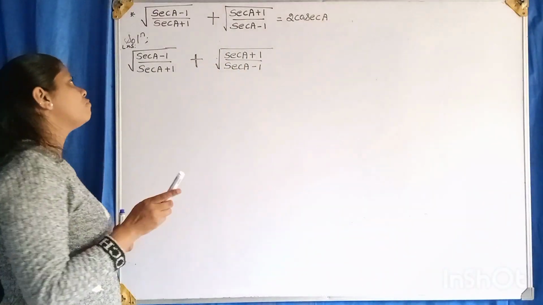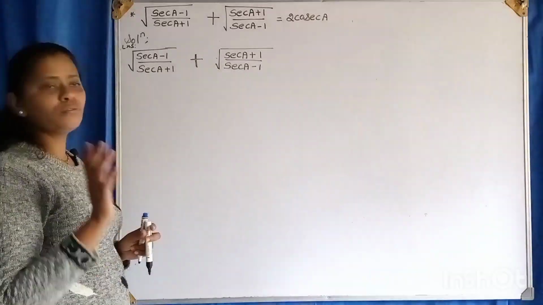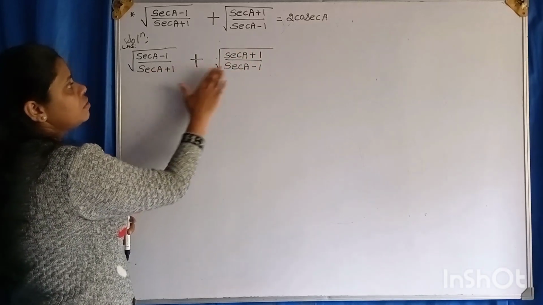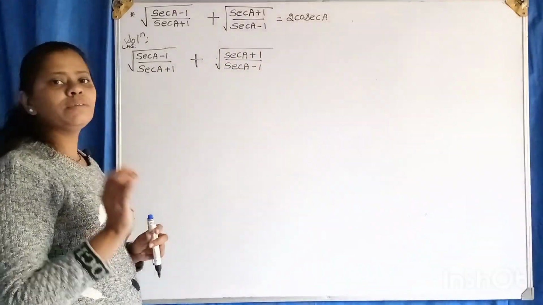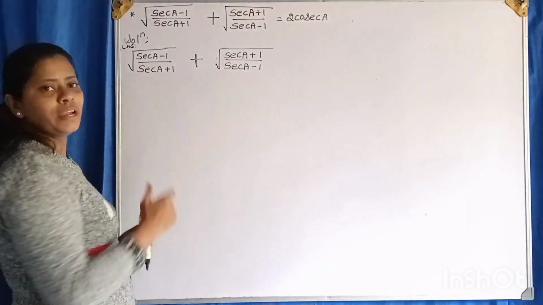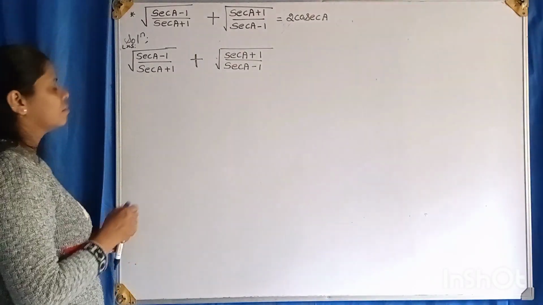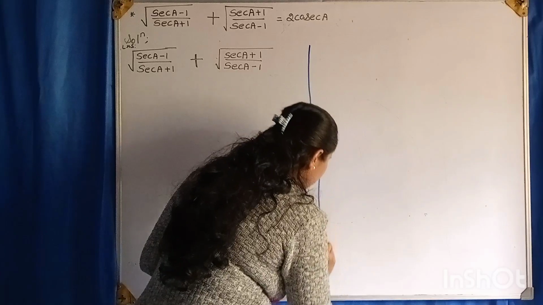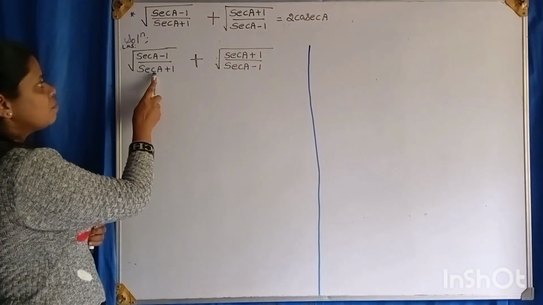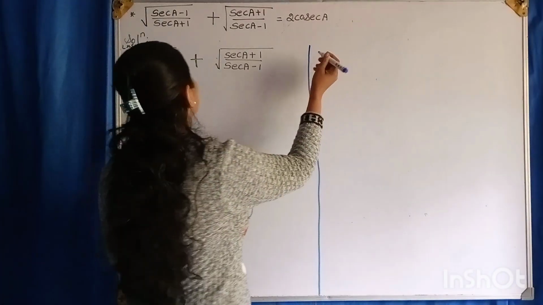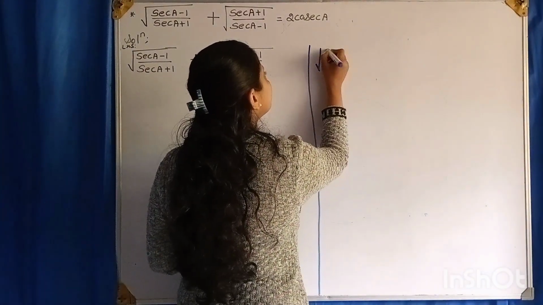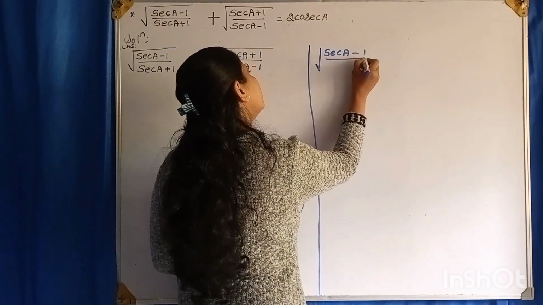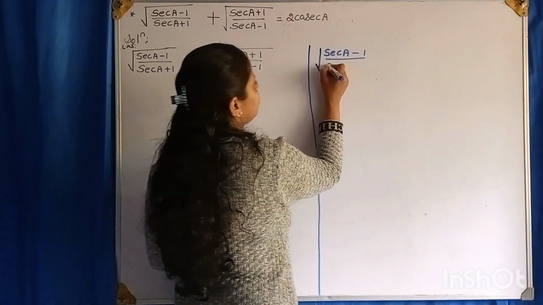Now look at this problem carefully. It consists of two terms. This is one term, this is one term, right? Now let me simplify this term separately here. I am going to simplify this term, that is secant a minus 1 divided by secant a plus 1.